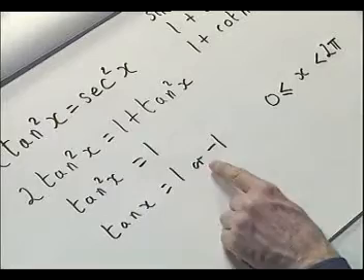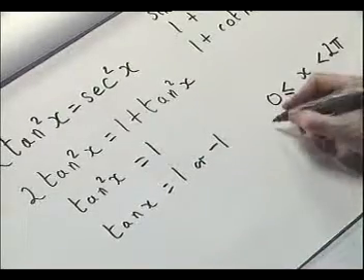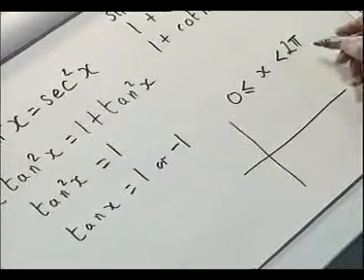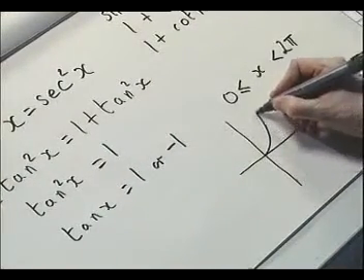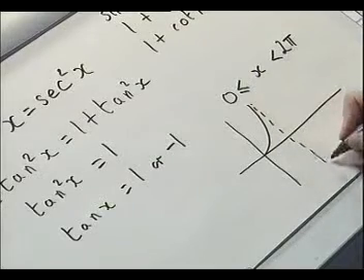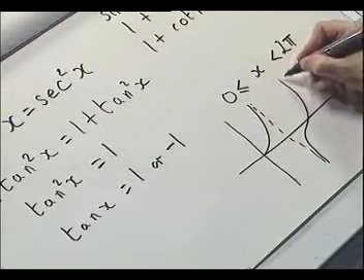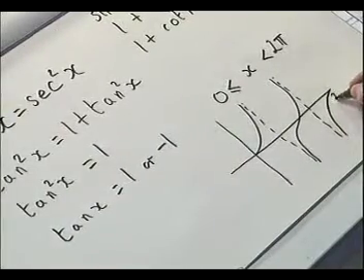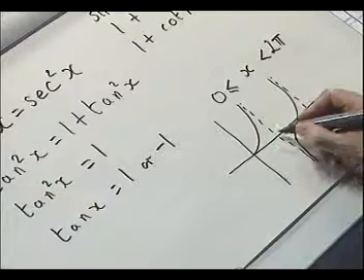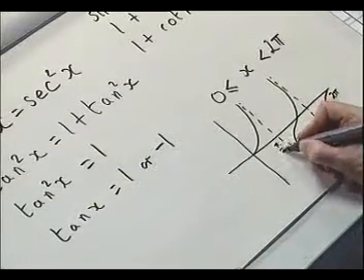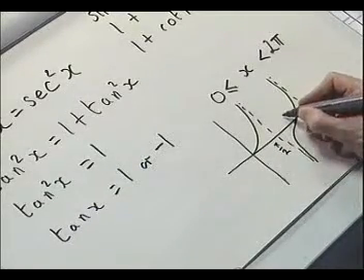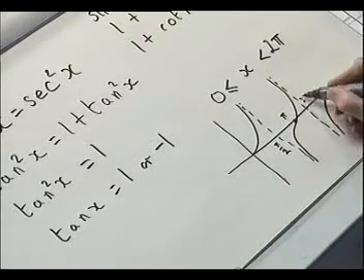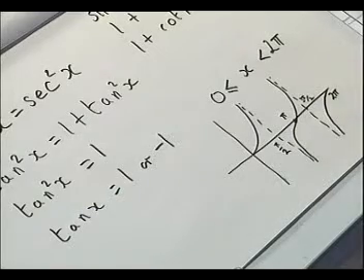So tan x is 1 or minus 1. Let's sketch the graph of tan x between 0 and 2 pi. So it looks like that. Our asymptote, like that. Asymptote, and like that. This is 2 pi. This one we know is pi by 2. This, where it crosses the x-axis, is pi. And this one here is 3 pi by 2.